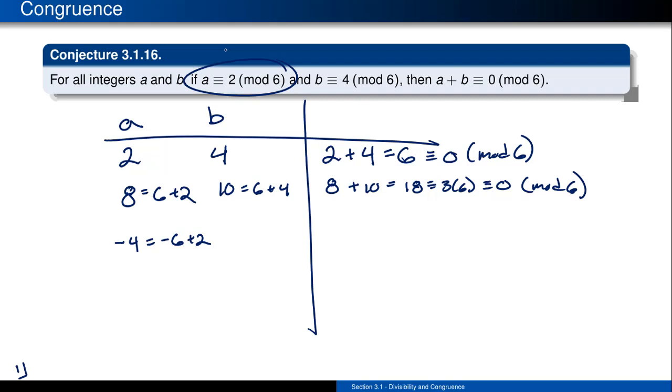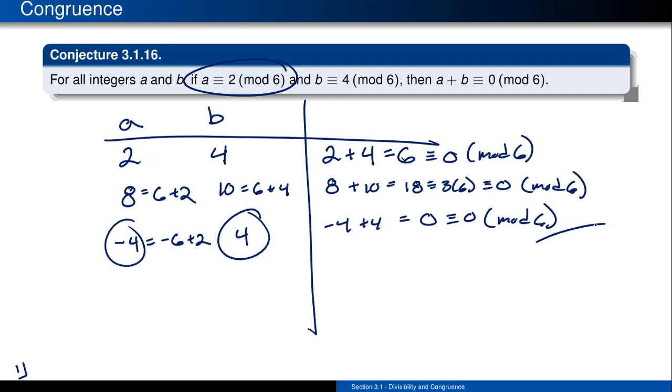So I'm still satisfying this congruent to 2 mod 6 condition. And then let's just keep on using the 4 from up above. In this case, it's actually going to be really nice. I'm looking at negative 4 and I'm looking at 4. If I add those together, that just gives me a 0 directly. And I know that 0 is congruent to 0 mod 6. So everything is good in that case.